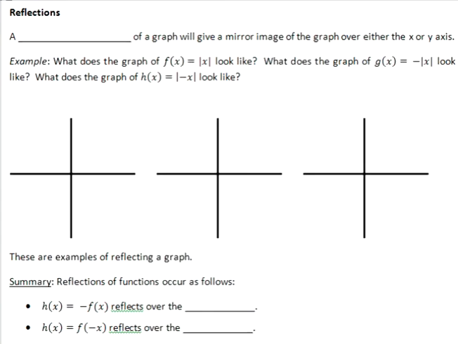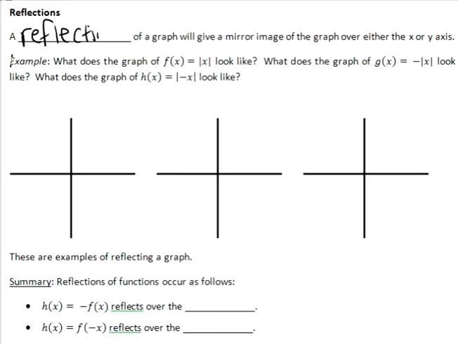Recall in this section that we are working on transformations. A transformation is when we do something to the equation of our function and then we look at what happens to the graph of the function, where it should either move around the plane or be reflected over an axis. So far we have looked at translations, which is what we looked at for moving things around the plane. In this section we're going to be looking at reflections.